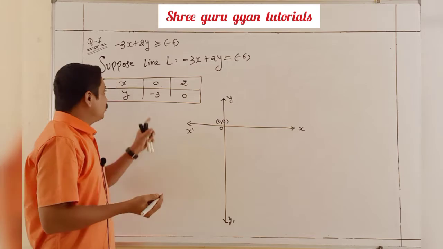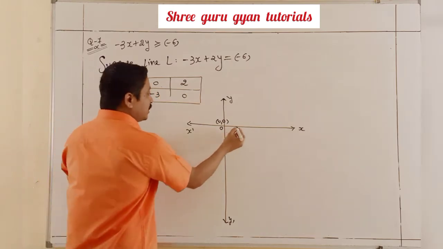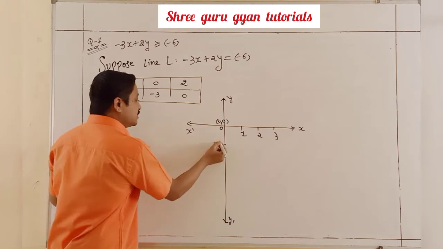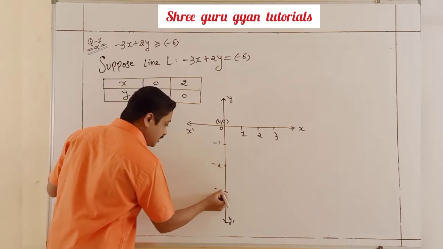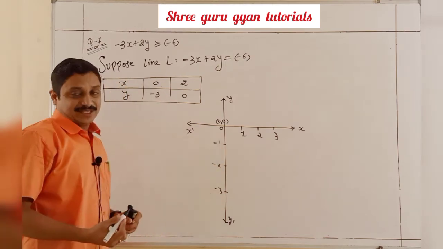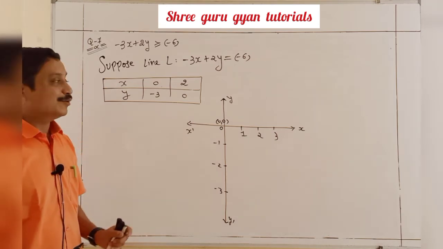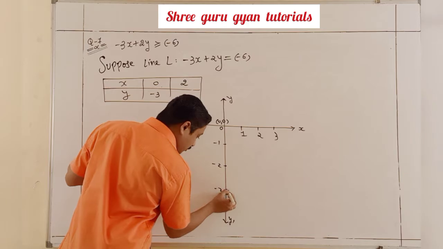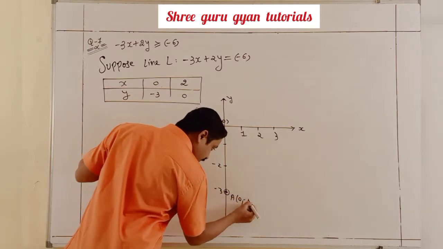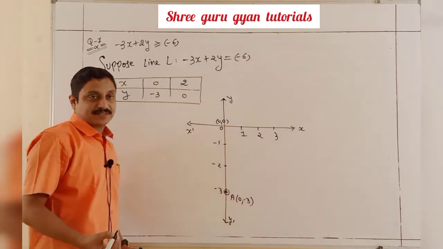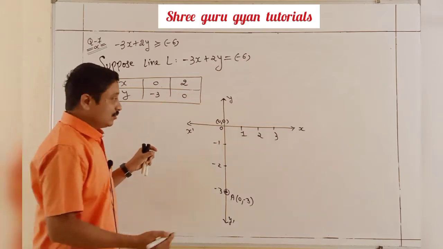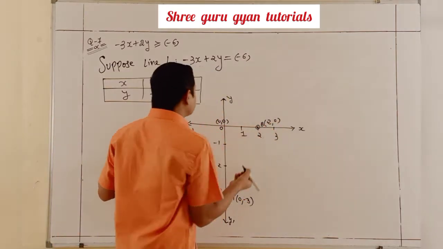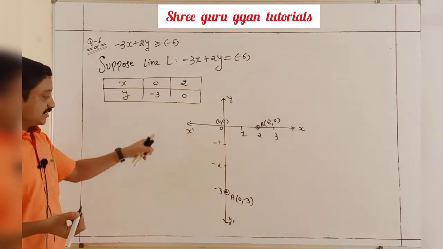I take x as positive values 1, 2, 3, and y as -1, -2, -3, so you can easily plot. x = 0, y = 3 is point A. Now x = 2, y = 0 is point B. Yes, (2, 0) and (0, 3).